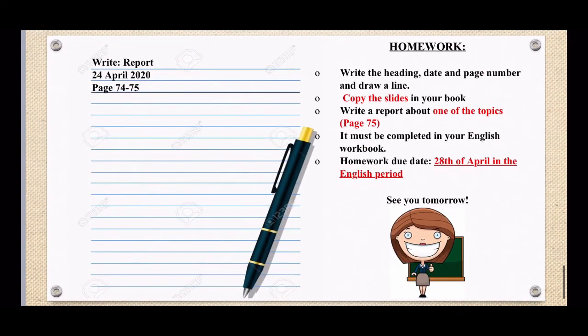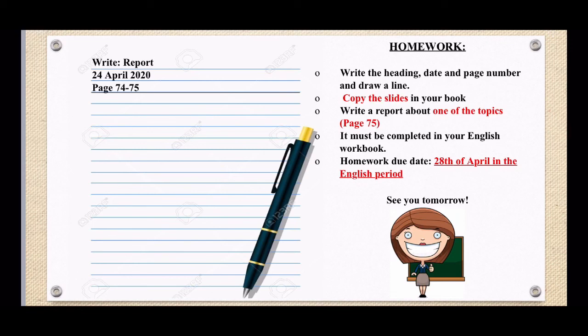So for homework, you write the heading, date, page number, and draw a line. Firstly, you will copy the slides in your book. So the slides of today you copy in your book, and you write your report about one of the topics. It's fine if you started on your report already, because I did give it to you for homework yesterday. But just make sure that you do copy the slides of today in your book. So then you write your report about one of the topics on page 75. It must be completed in your English workbook.